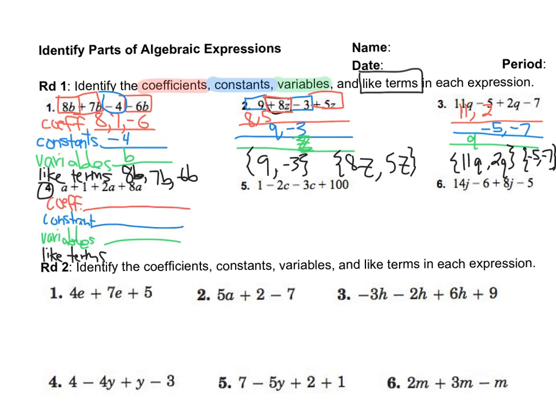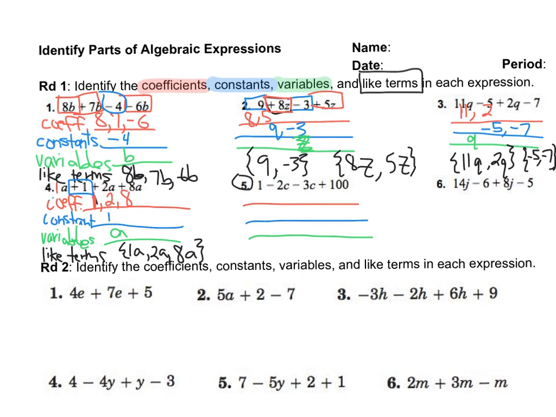Okay, so at this point, you should have made your attempt at listing each of those things. And here comes the answer in 3, 2, 1. Okay, everyone. So now let's go ahead and take a look at problem number 5. You're going to find the coefficients, constants, variables, and the like terms. This is your check for understanding. You need to do this. If you could pause the video, give yourselves about a minute, and then we'll check to see if you got it right. Okay, so check your work. Hopefully you all were able to get that one.